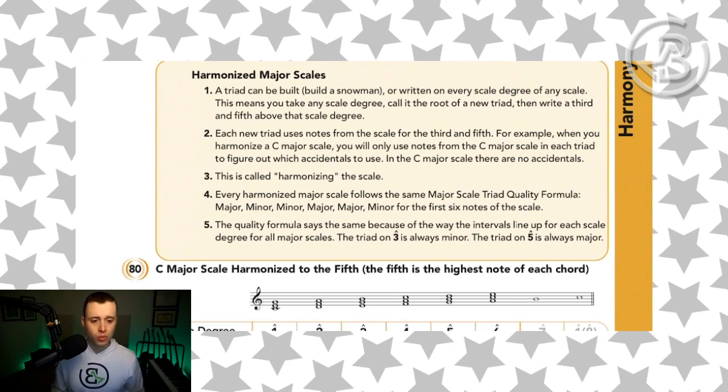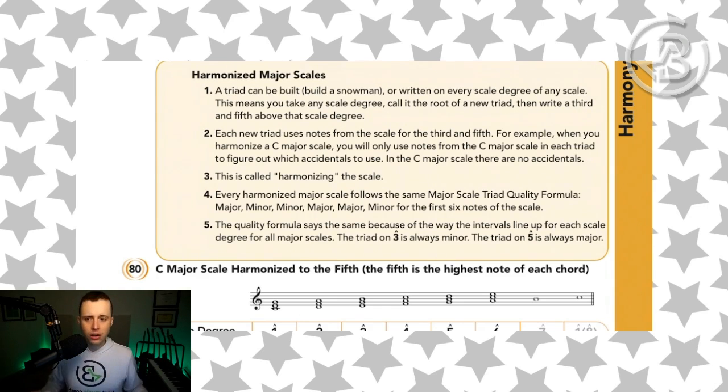So when we take all the scale degrees from a scale and we build triads on top of them, this is called harmonizing the scale, because we're taking a scale and turning it into harmonies. Now, just like we had a major step formula and a minor step formula, we're going to have a formula for the quality of the chords in every single major scale.